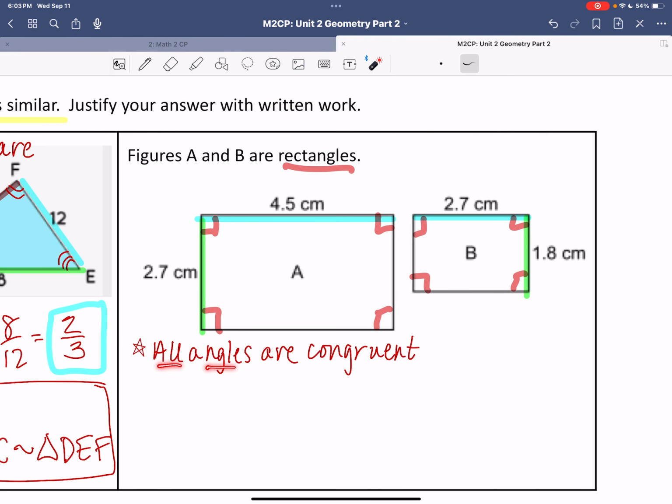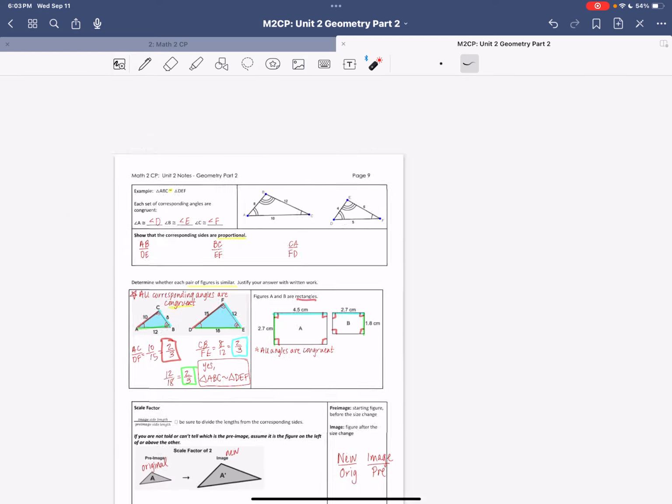And hint, all angles are congruent because they are rectangles. So I already drew those in there for you. And then you're going to check to see which sides correspond with each other. So go ahead, try that one.